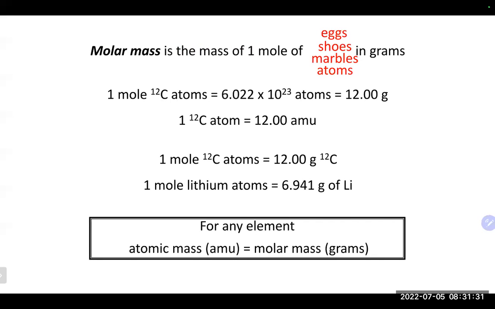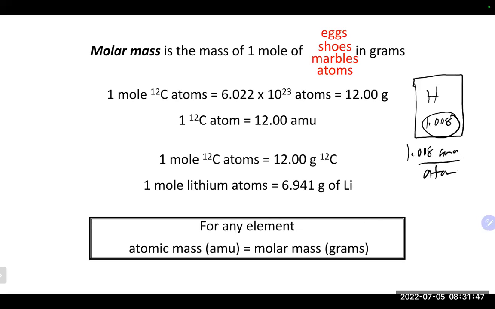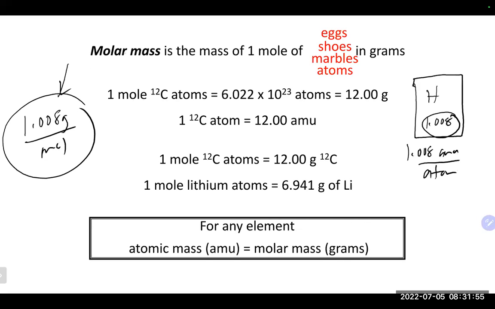We get the molar mass from the exact same spot as we get the atomic mass. You can take any element from the periodic table, and as we just used 1.008 AMU per atom, that is equivalent to saying there is 1.008 grams per mole. This is what is referred to as the molar mass: basically how many grams there are per mole. The number that we see on the periodic table is always the grams part, and it's always 1 mole.